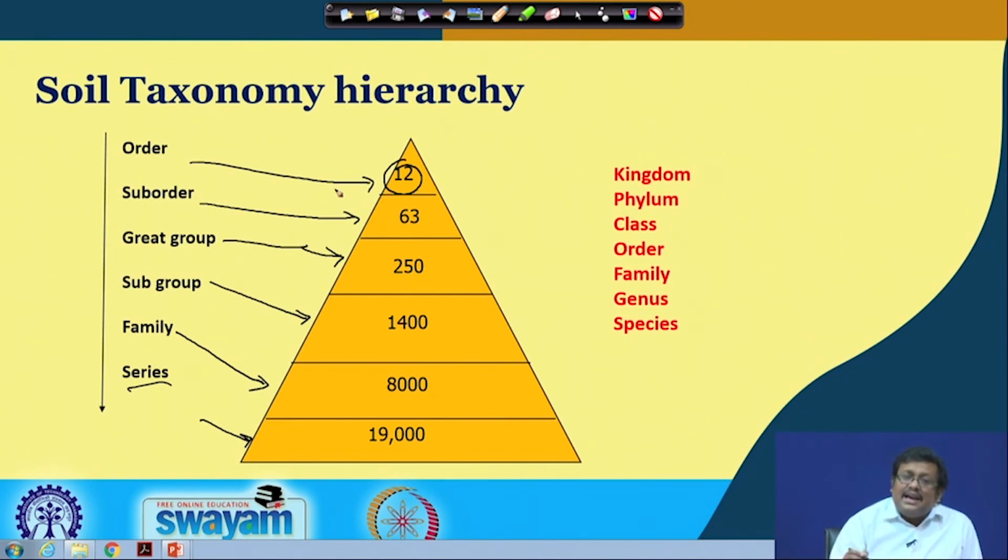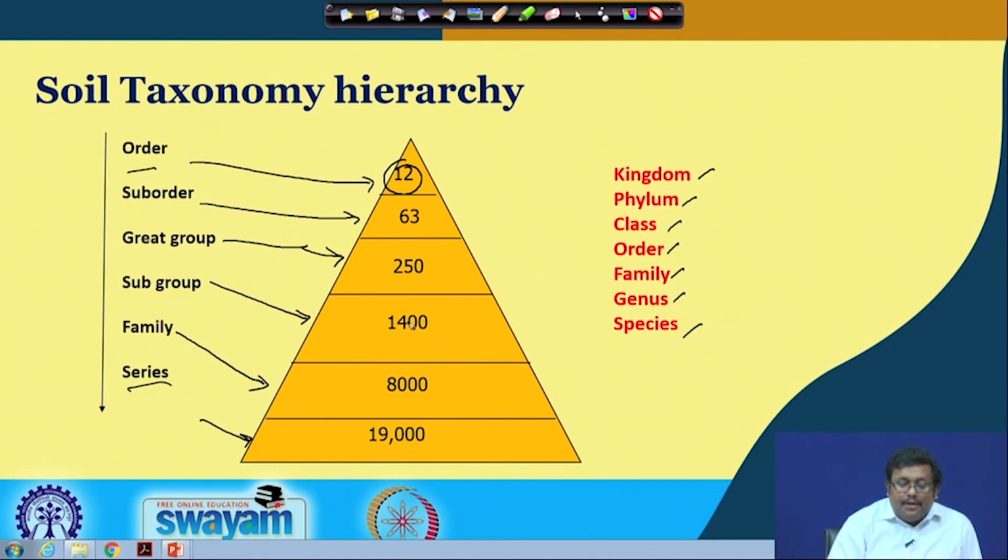Just like any organism can be classified based on its kingdom, phylum, class, order, family, genus and species, any soil can be classified based on these levels. As you can see, there are a total of 19,000 series, 8,000 families, 1,400 subgroups, 250 great groups, 63 suborders and 12 orders. So, any soil can be grouped using this hierarchical system of soil taxonomy.